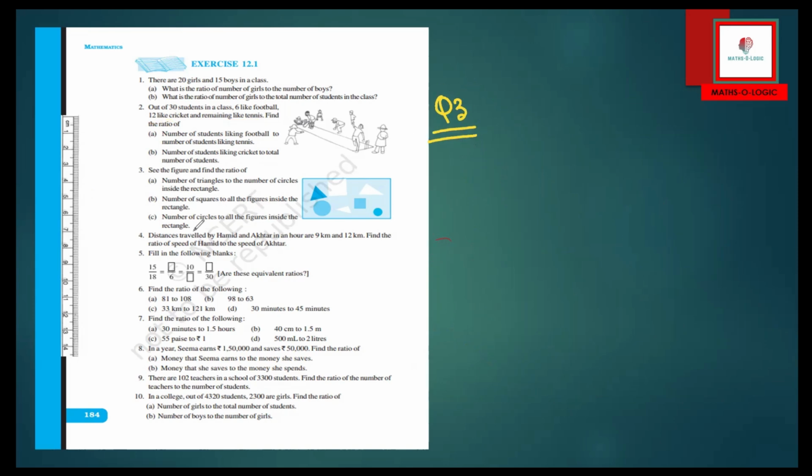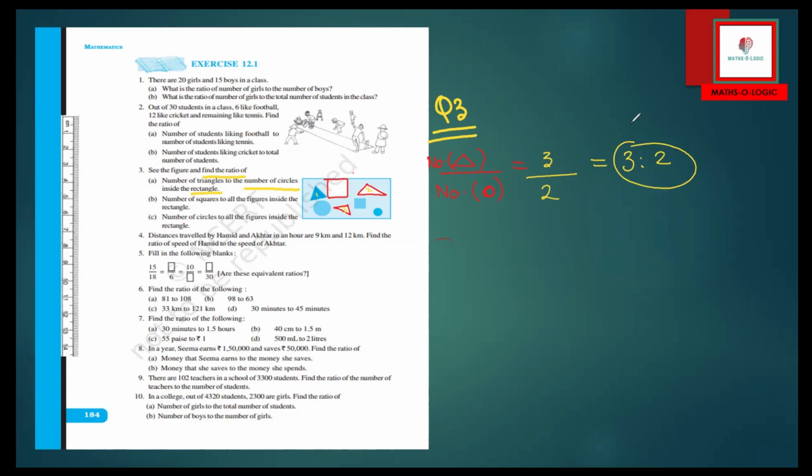This is question number 3 and it says see the figure and find the ratios of the number of triangles to the number of circles inside a rectangle. Okay, so आपको ये फिगर देखना है. Number of triangles, ट्रायंगल की रेशियो निकालनी है. Number of triangles divided by number of circles. Okay, now what we have to do, we just have to count. So how many triangles are here? 1, 2 and 3. So there are 3 triangles. I'm going to write 3 and circles are 2. So this is just 3:2.